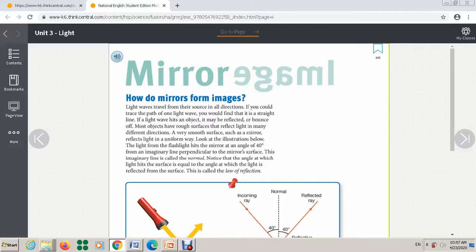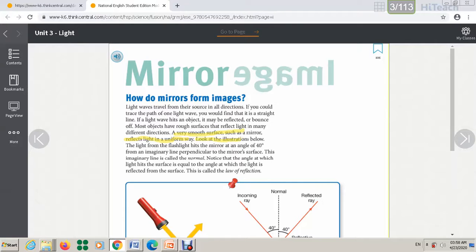So here in this page, I want you to highlight this part here. From this part, just hold on. A very smooth surface such as a mirror reflects light in a uniform way. As you know, you remember this one.